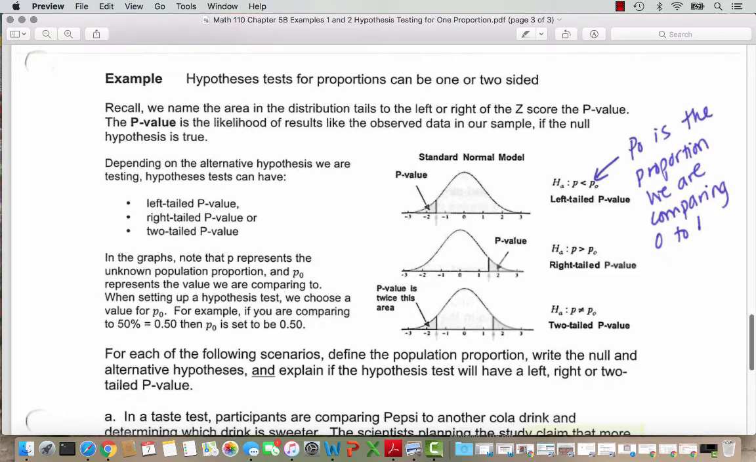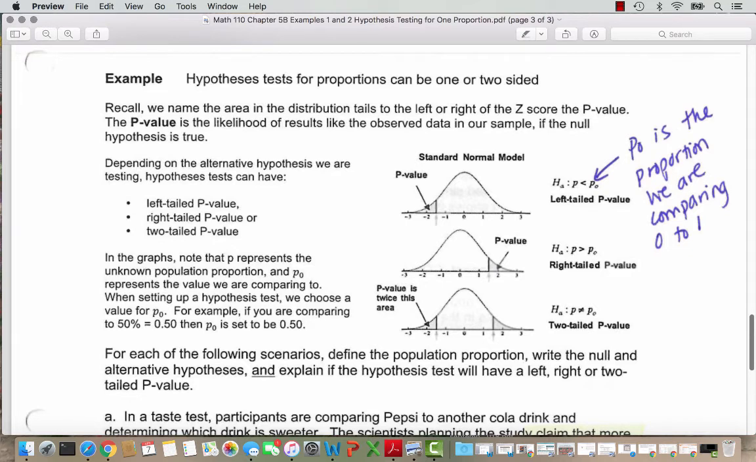So depending on the alternative hypothesis we are testing, the hypothesis test can have a left tail p-value. So that's our first picture over here. And you can see the alternative hypothesis is saying p is less than some value p sub 0. So p sub 0 is whatever number we want it to be. It's the proportion we're comparing, and it's going to be between 0 and 1. So in our Umoja Scholars example, that value would have been 0.80. And so if we're doing a less than comparison, depending on where we end up in the normal distribution in terms of standard deviations, our p-value is going to be the area on the left side of the graph.